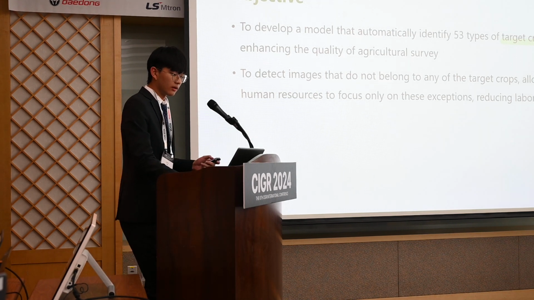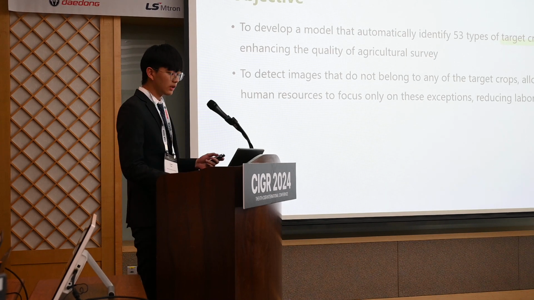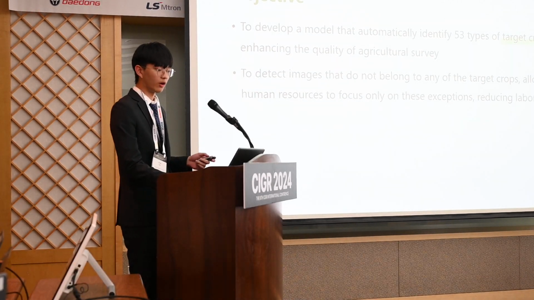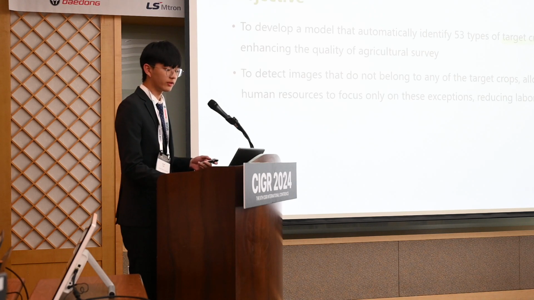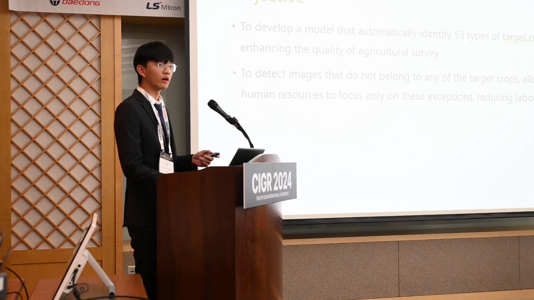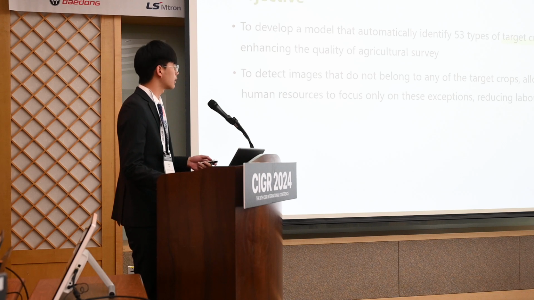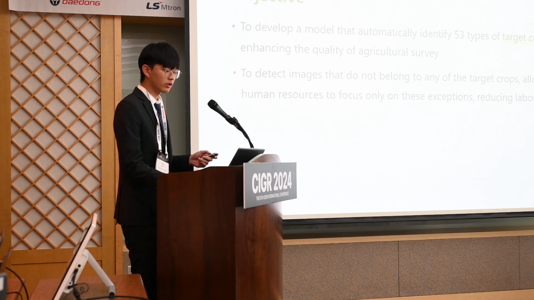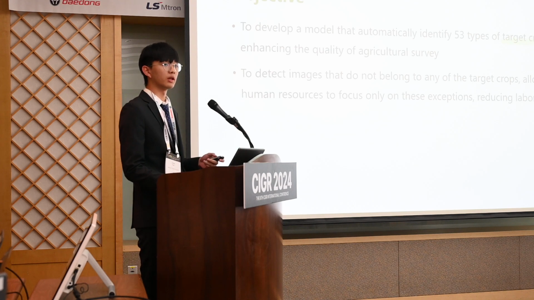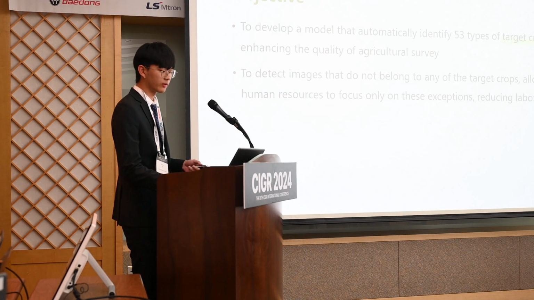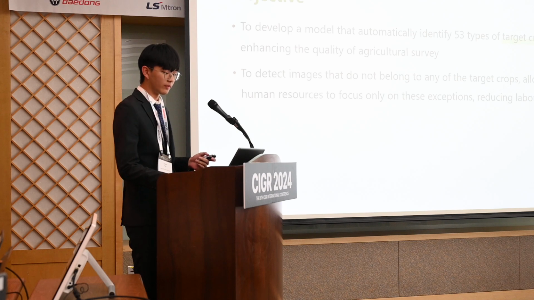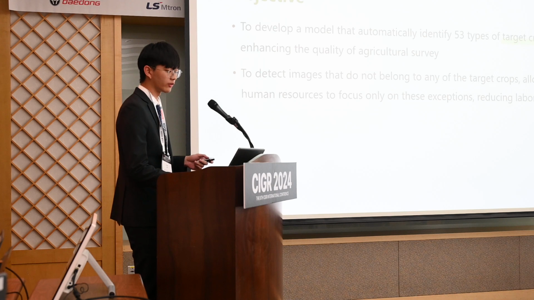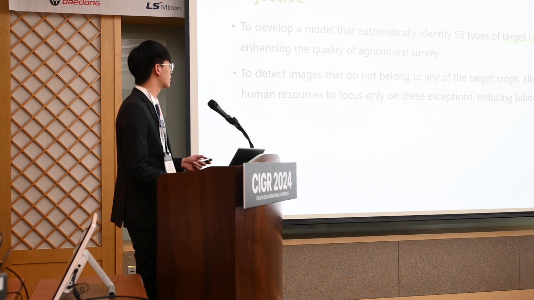However, anomaly input may cause problems for the identification model. If our images are not any of the target crops, we expect our model not to incorrectly classify them. Instead, it should inform us that the images do not belong to any types of the crops. Therefore, our human resources only need to focus on those images that fall outside of the target categories, which can reduce labor costs.